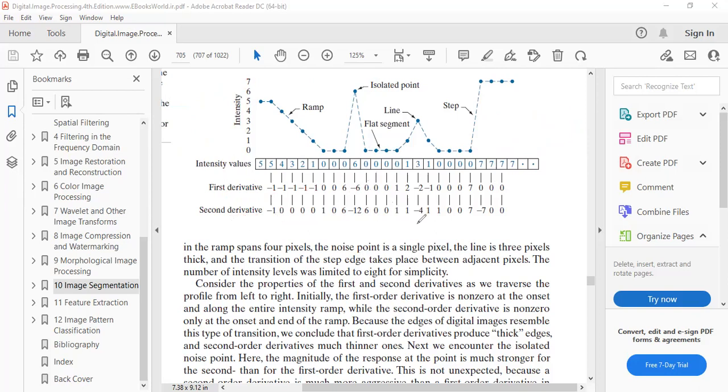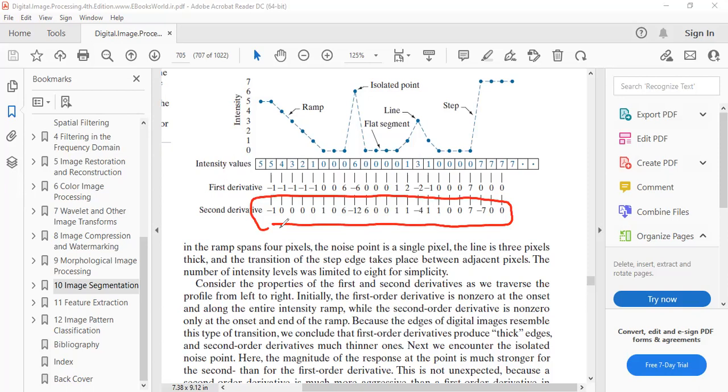Okay. Second derivative. So derivative means f of x plus 1 minus f of x. So this is x, this is x plus 1. Now again if you want to calculate second derivative, perform derivative for first derivative. So this becomes x, this becomes x plus 1. Like that, you have to calculate first derivative and second derivative.